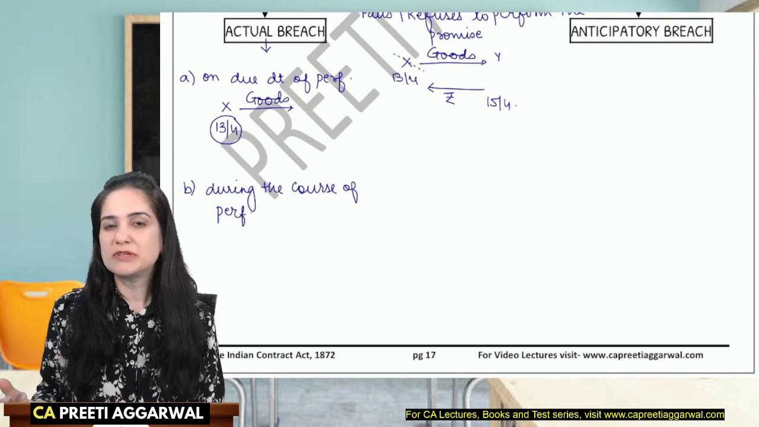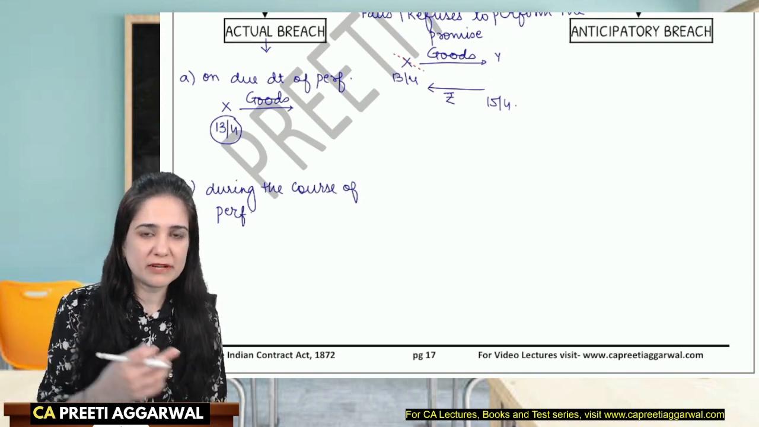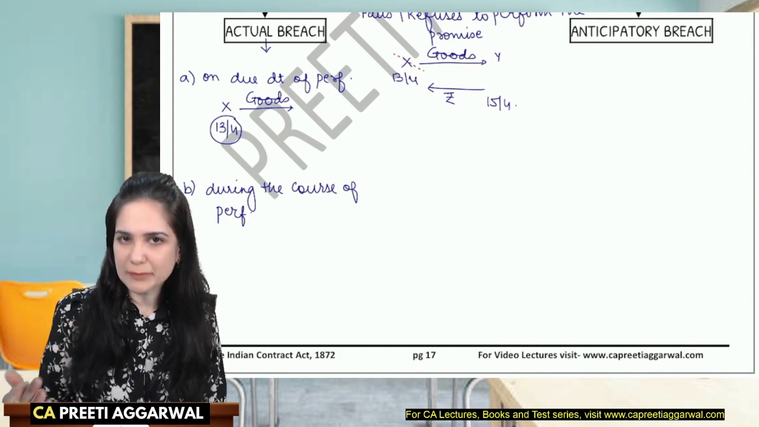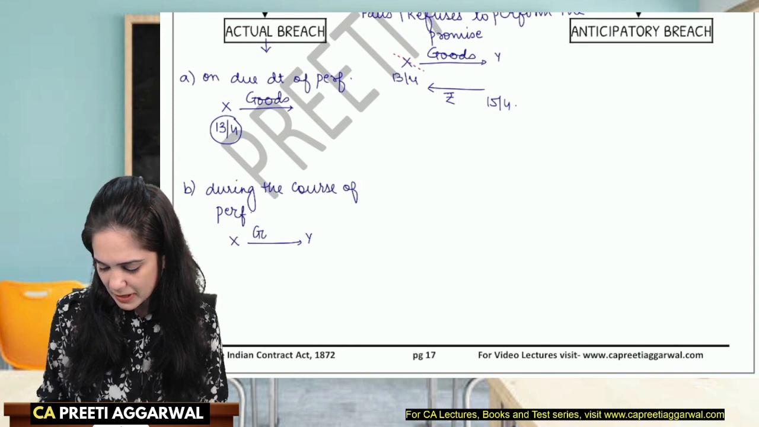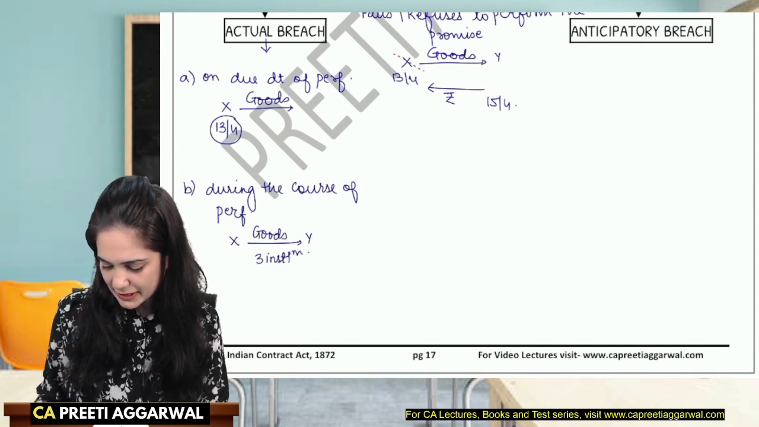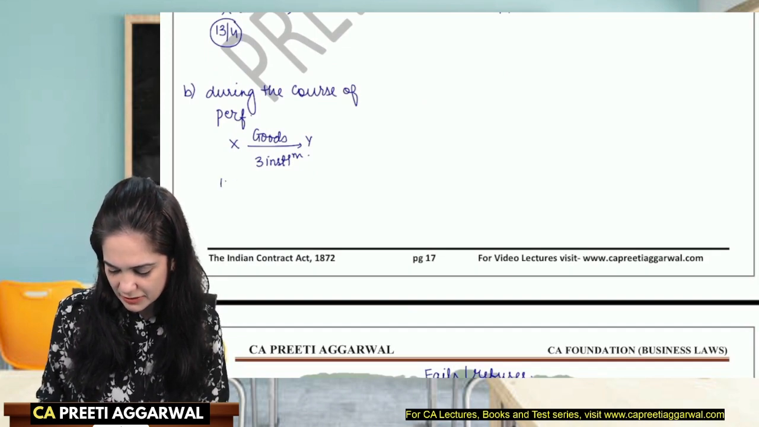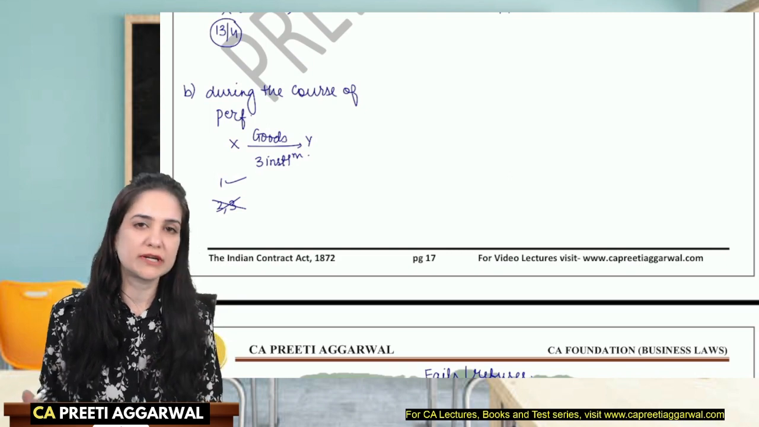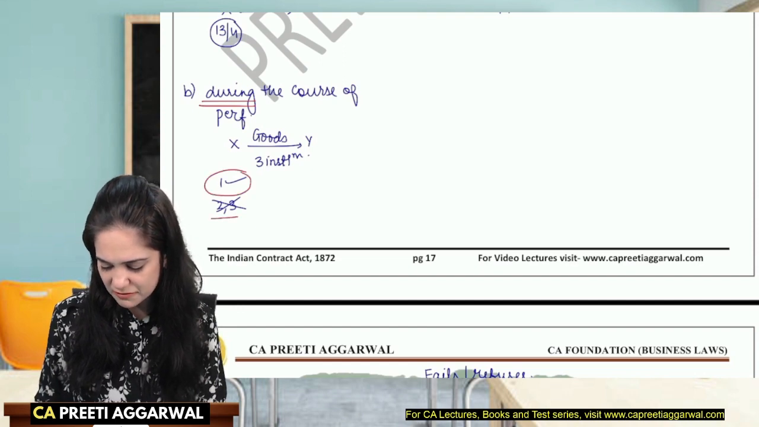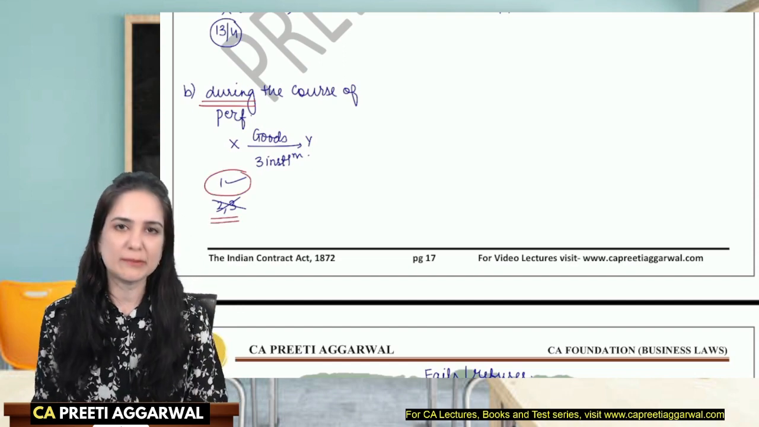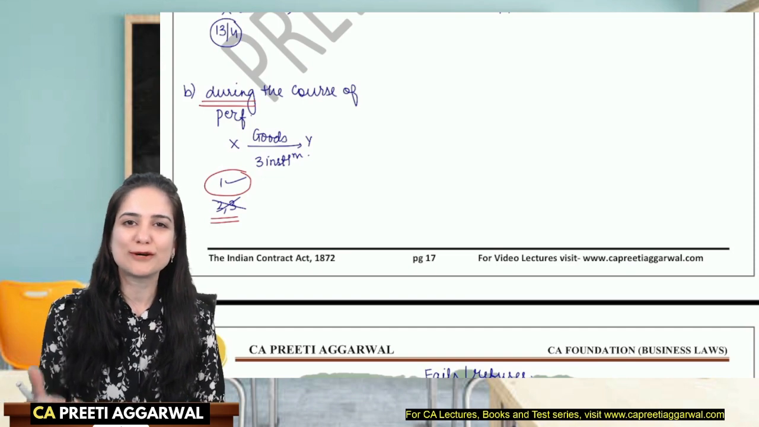During the course of performance means party has performed part of the promise, but he fails or refuses to perform the remaining part. So let's say, for example, that X had promised to supply goods to Y in 3 installments. Okay. He gave the first installment, but he refuses to send the second and the third installment. This is actual breach of contract during the course of performance. So he has performed part of the promise, but he fails or refuses to perform the remaining part.